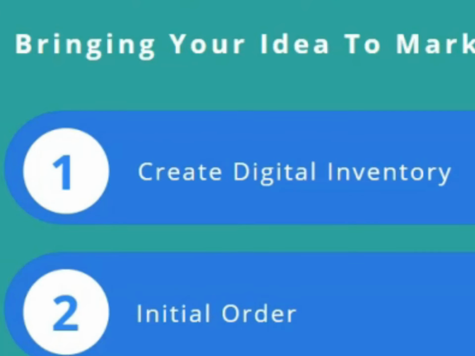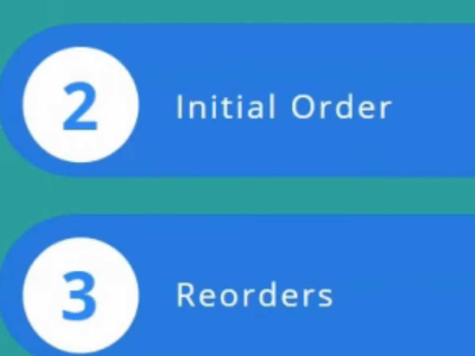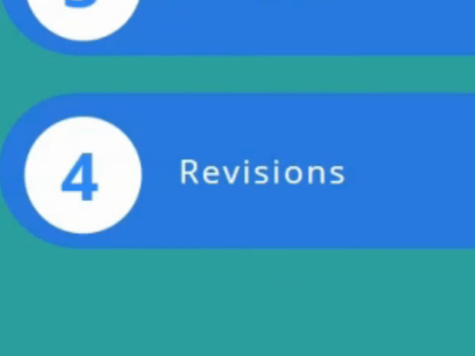Upon entry to our system, your product has no minimum order quantity and can be made at any point on demand. Decide on your initial order quantity. Reorders can be made as many times as you'd like or revised. Since the designs are created using a design template, revisions are significantly cheaper and quicker than an original design would be.